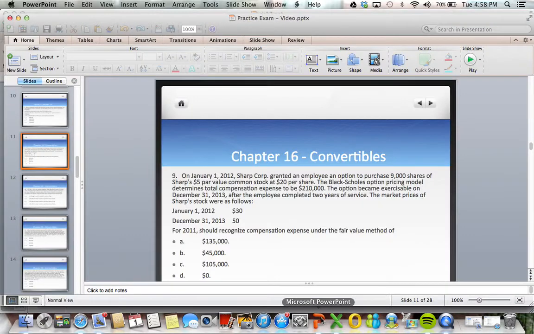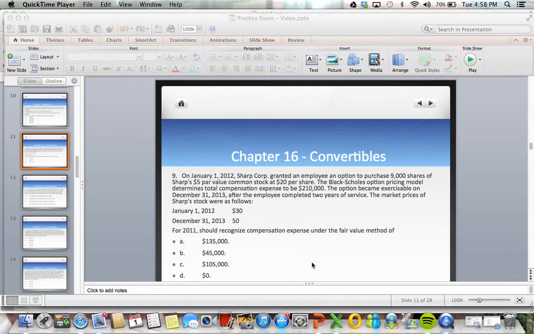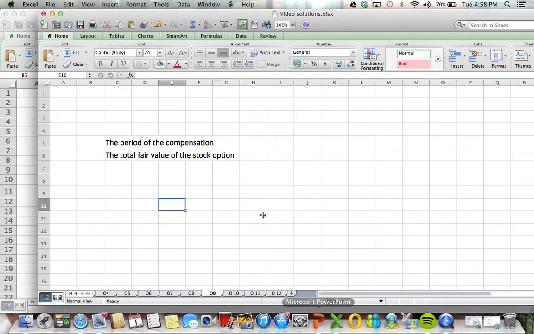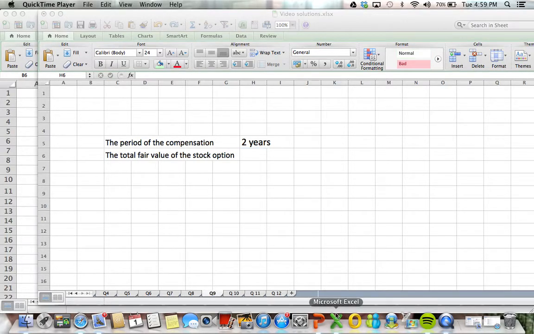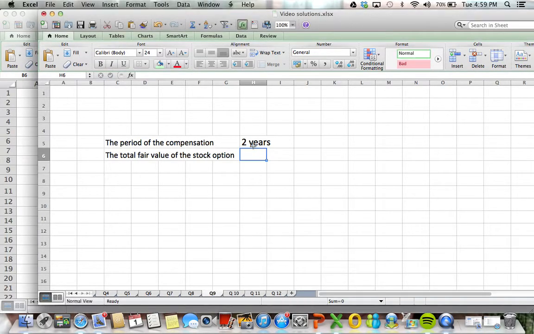In this case, they're telling us that the compensation expense is 210, so it's just 210. We have that right there. And it says also that it's related to 2 years of service. So for 2011, the idea is that he worked, this is one of the years of the compensation. So what are we going to have? We have a period of compensation of 2 years. Total fair value of the stock, I believe, was $210,000.